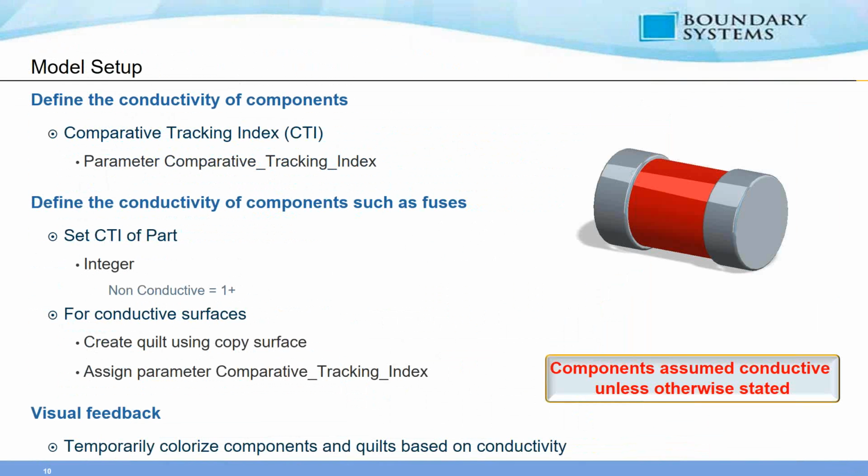For components such as fuses, there is the flexibility to define quilts for a conductive area while the rest of the part is non-conductive. To further improve the performance during the validation of design setup, colors are temporarily assigned to components with different CTI values for visual recognition.